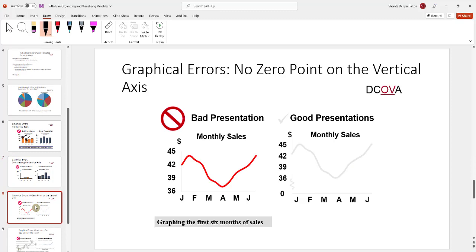Another bad presentation is when there's no 0 point on the vertical axis. If you look over here to the left, you have a graph. It does not start at 0. So you always have a 0 starting point. If you look over here on the right, there is a 0 starting point. Now the graph doesn't really change much. It's still shaped the same, but I think this one on the right is kind of pushed up more because you have the 0 starting point. So you always start with that.